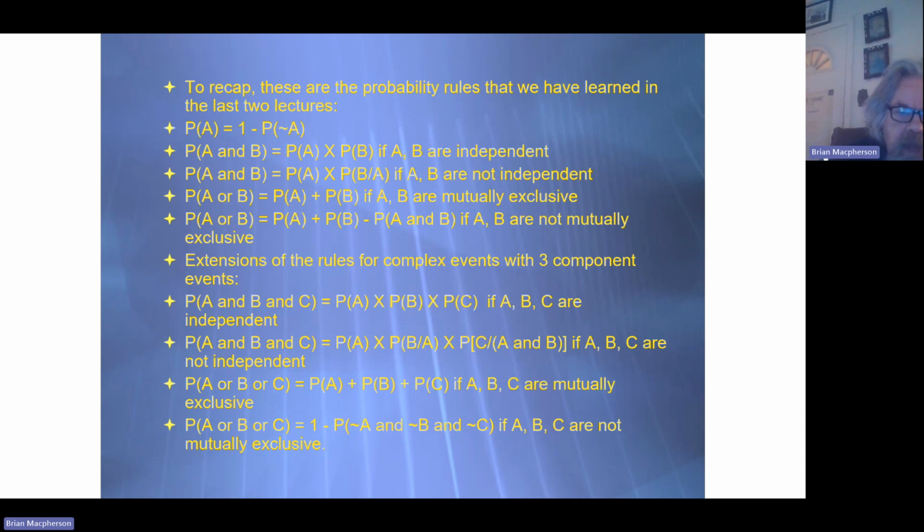And if the events are independent, then it'll just be not A and not B and not C. If they're dependent, it'll be not A, then not B given not A, and then not C given not B and not A.